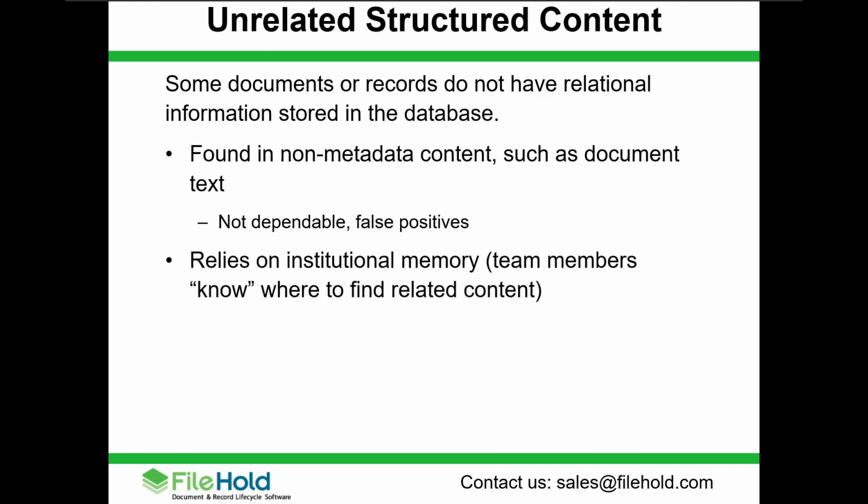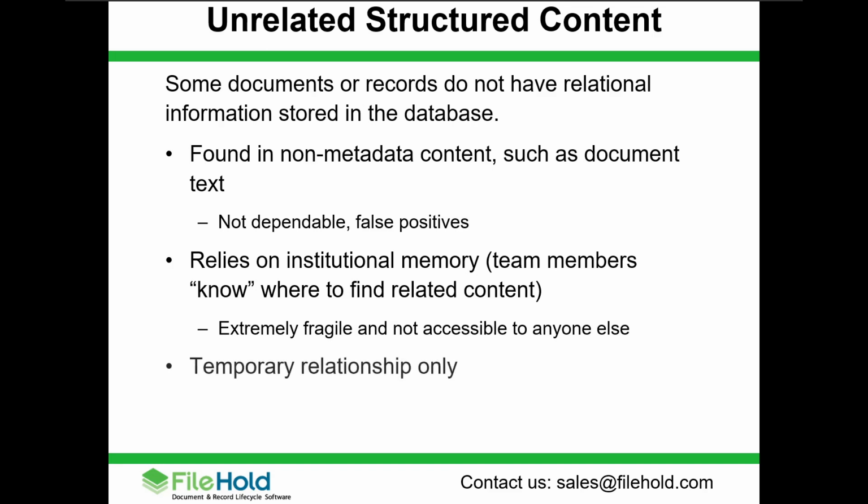A second example is where we might rely on institutional memory. Somebody knows that the two documents are related together, but there's nothing in the documents themselves that shows that they in fact are related together. You might have to take a very deep dive into it in order to find that information. And of course, that's a very fragile connection. It's not accessible to anybody else. Someone who lacks the institutional memory would have no idea where to find that content.